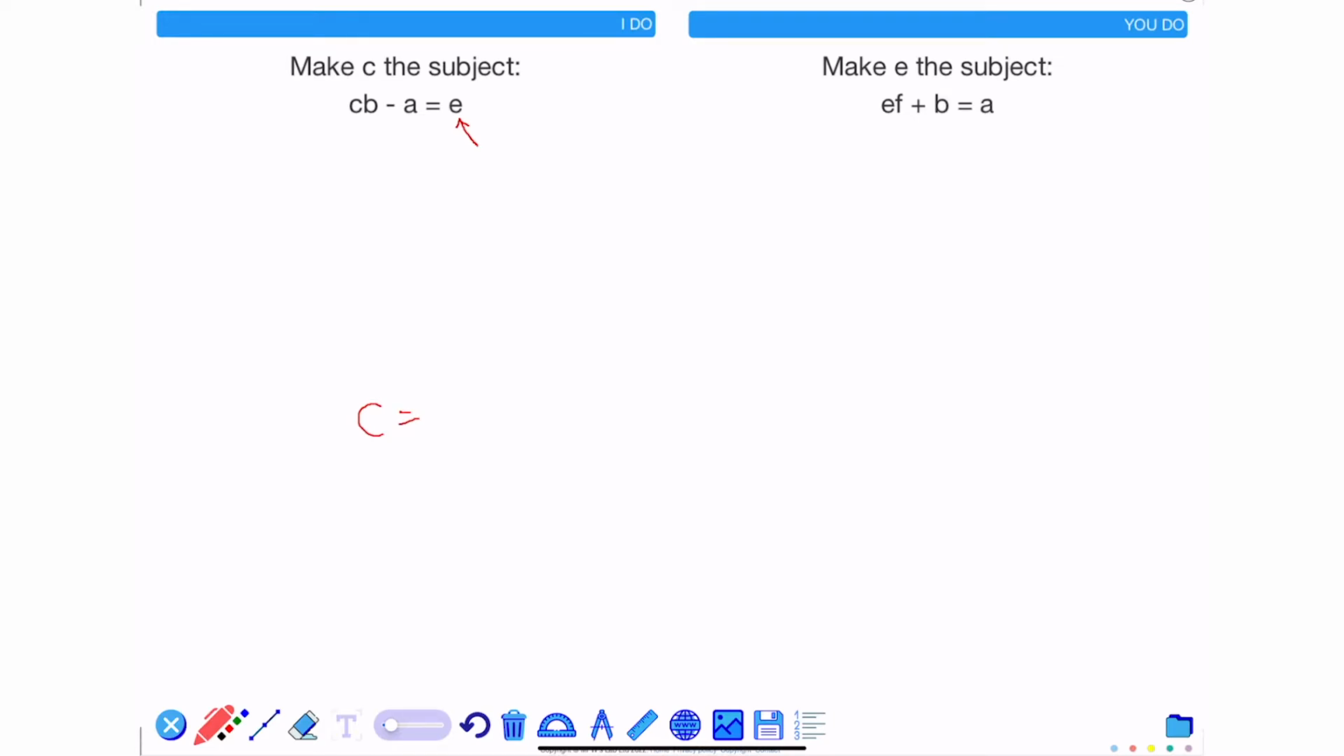In order to rearrange the formula that I've been given so that C is the subject, I need to use inverses. At the moment, it says C times B subtract A is equal to E. The last thing I did was to subtract A, so I will get rid of it by adding A, the inverse. Negative A plus A cancels each other out, so this leaves me CB is equal to E plus A.